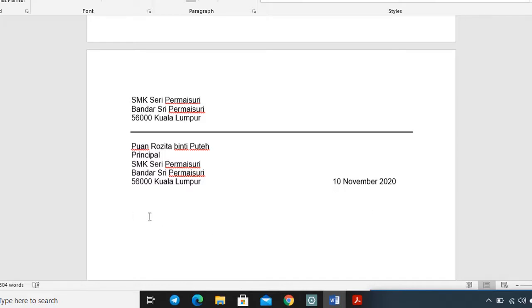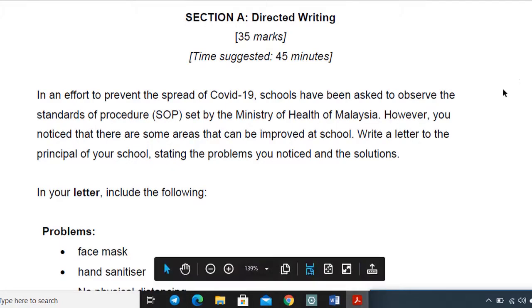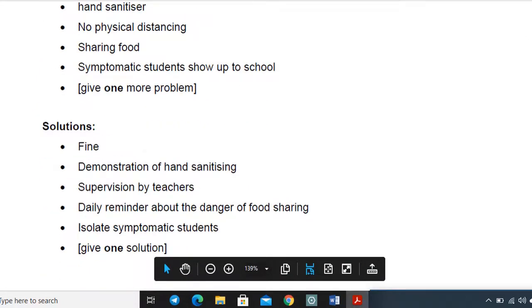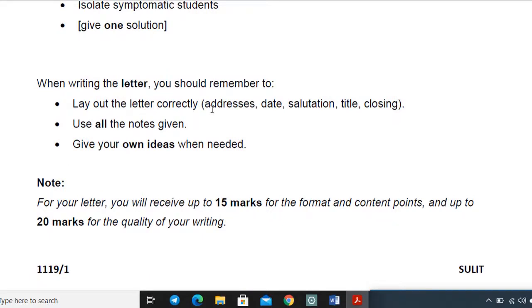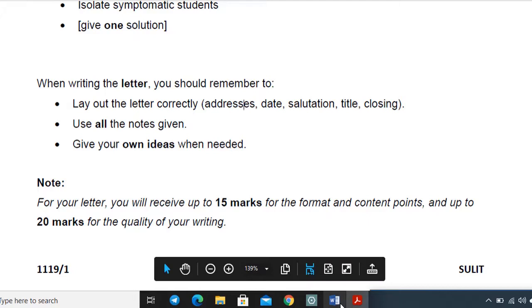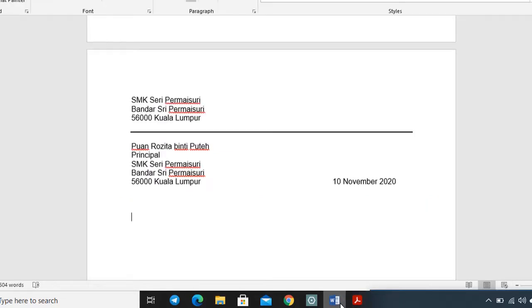After that, just now the question tells you what to write at this part. The instruction. So you must follow the instruction. It says lay out the letter correctly. So you have done the addresses, the date, and the salutation. Okay, salutation means you need to write dear.